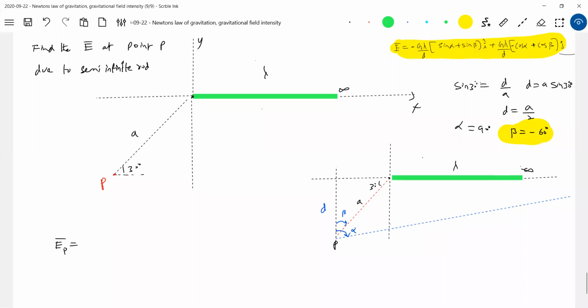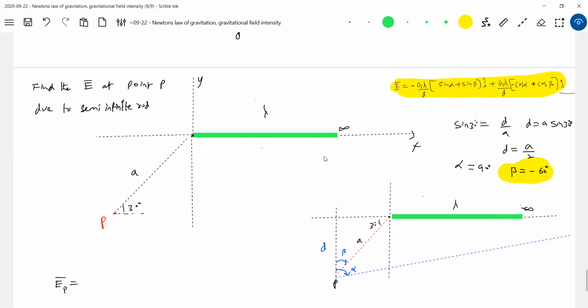So what is this component? Perpendicular to the rod. So instead of I cap, what should you write? The one directed perpendicular to the rod. And what about this? The one directed parallel to the rod. So I'll change it here. Now the perpendicular component will become J cap, and the parallel will become I cap. This is the Y axis, this is the X axis, no?